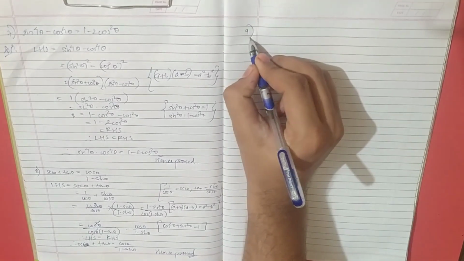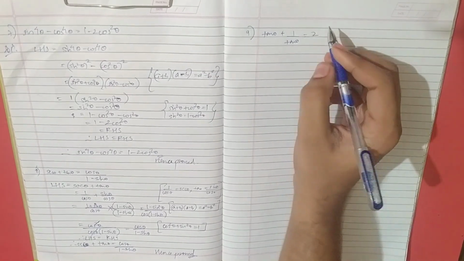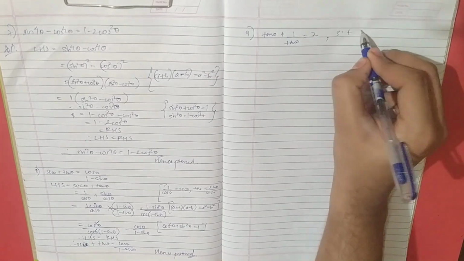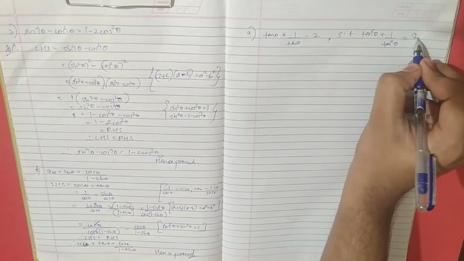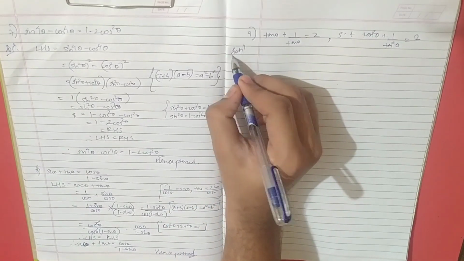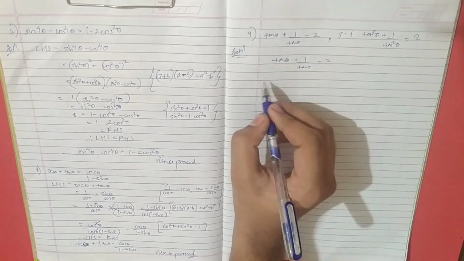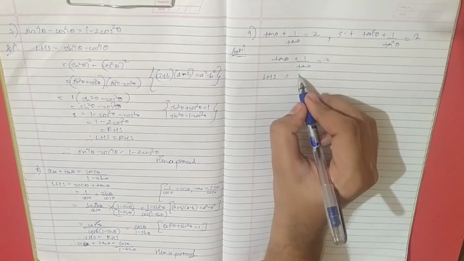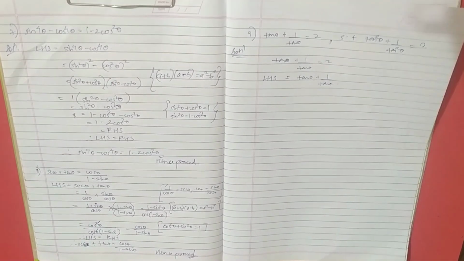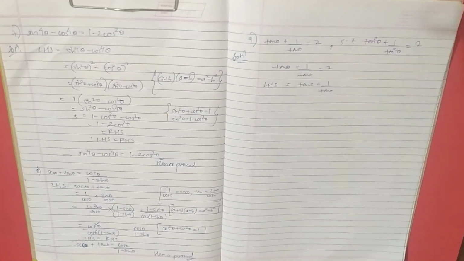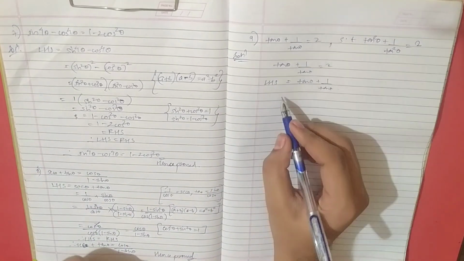Now in question number 9 we have given tan theta plus 1 upon tan theta is 2, and we have to show that tan square theta plus 1 upon tan square theta also equals 2. So for this question, tan theta plus 1 upon tan theta equals 2. Taking the left hand side, that is tan theta plus 1 upon tan theta. So squaring, we want the square in the denominator and also in the numerator, so we'll do squaring on both the sides.